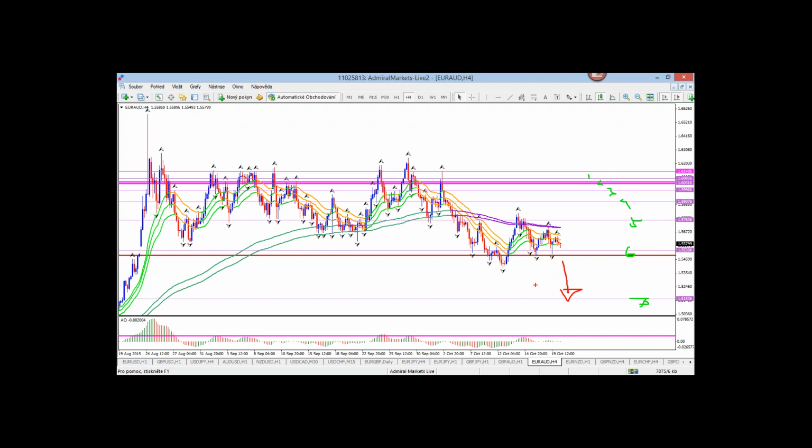Together with the Pound Yen, there's a bit of a discrepancy here. Pound Yen is breaking to the upside, Pound AUD is making a rising wedge. So what's happening with the AUD Yen? That's the difference between the two. Let's take a look at that.